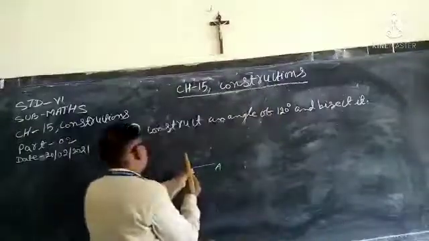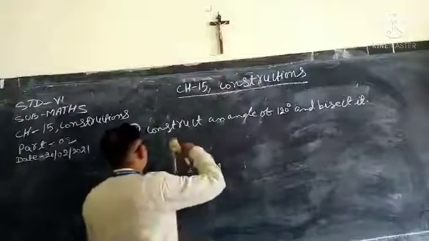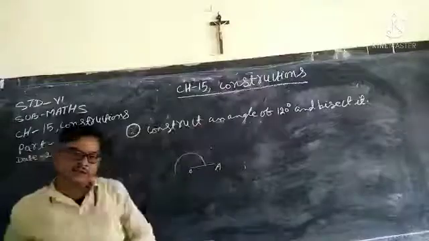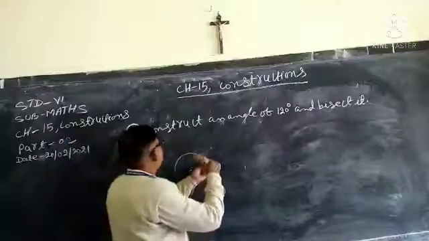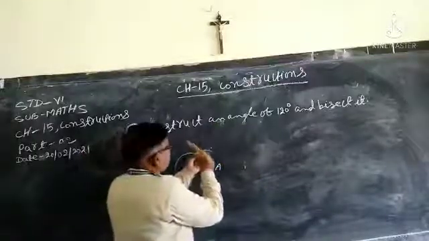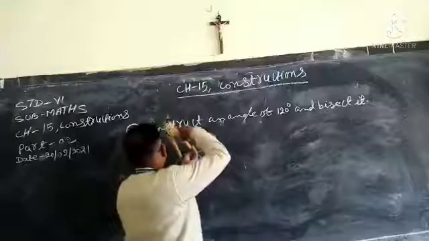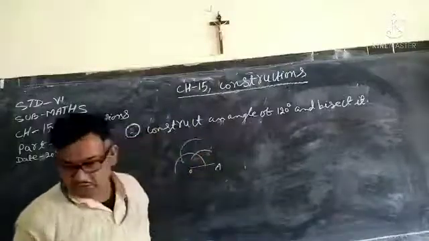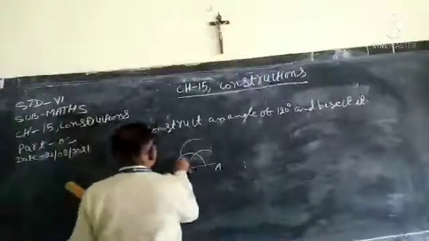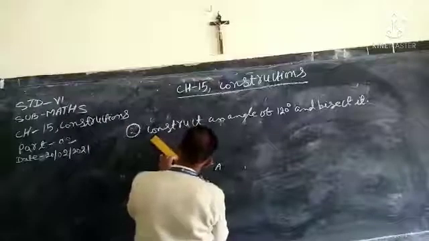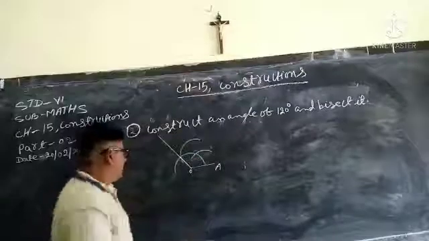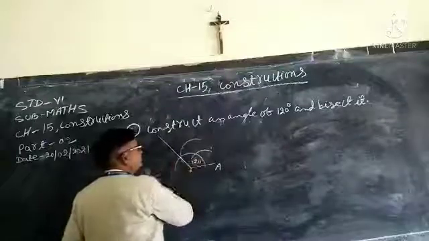So first step, what will you do? Draw this line. First you take one arc. This is the complete 180 degrees. Now when you cut one arc, it is 60 degrees. Again you cut, making 120 degrees. Now, my dear student, make this line. Okay, this is your 120 degrees.